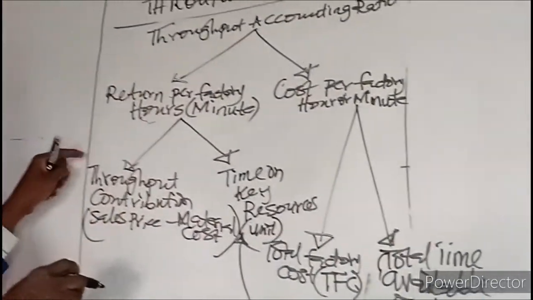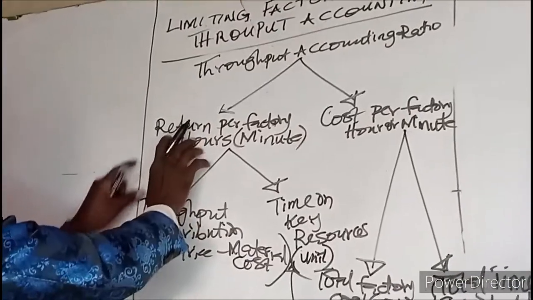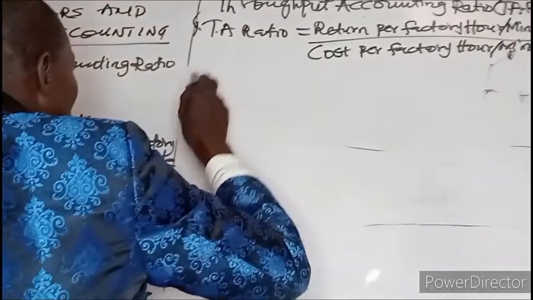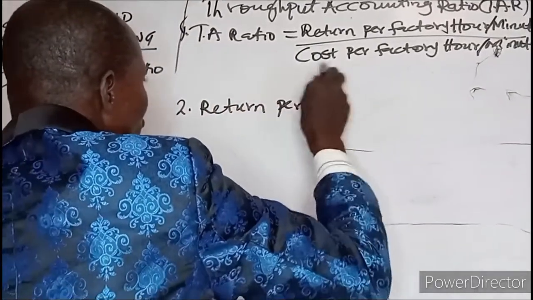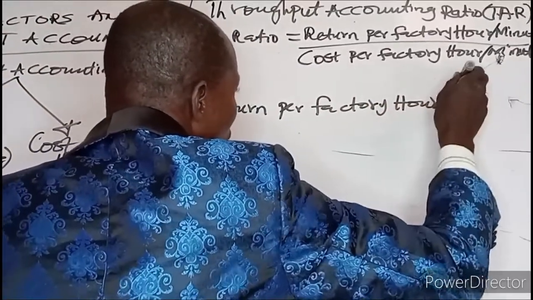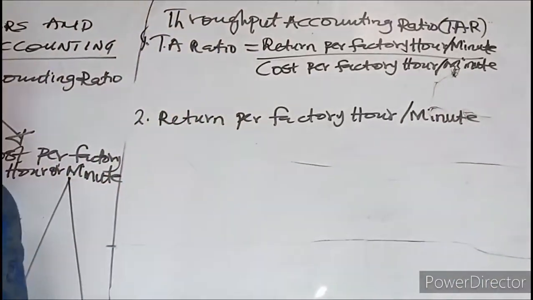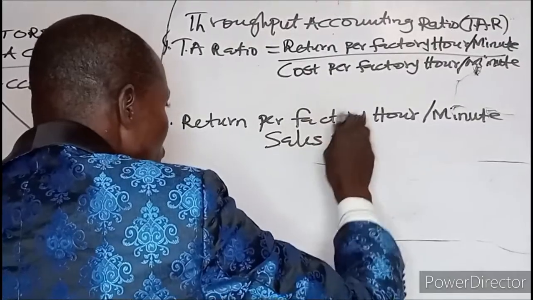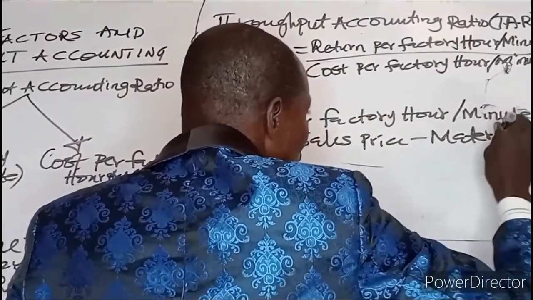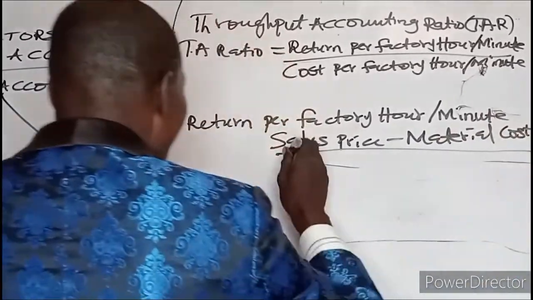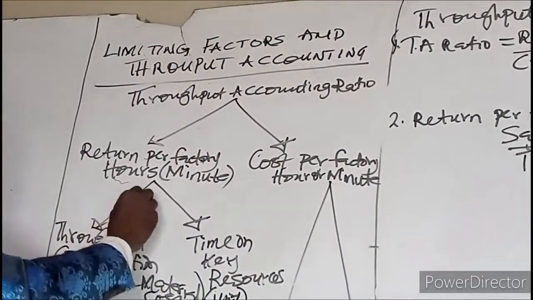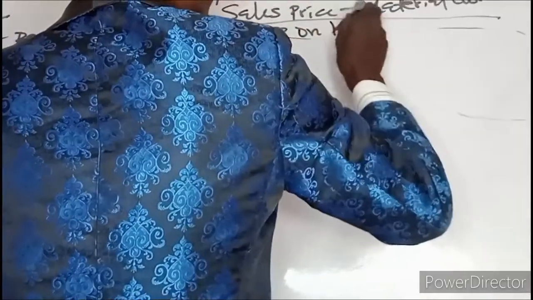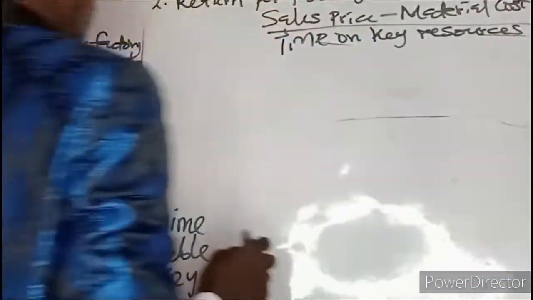Then I've told you that to compute the throughput accounting ratio, you will need two variables. Return per factory hours. I said you equally need two variables to compute return per factory hours. So return per factory hour or minute. It may be provided in minutes, so it depends on the question. That will be throughput contribution, which is sales price minus material cost. I've told you that only material cost is variable in throughput, so we've considered it: sales price less material cost over time on key resources. That is return per factory hour.